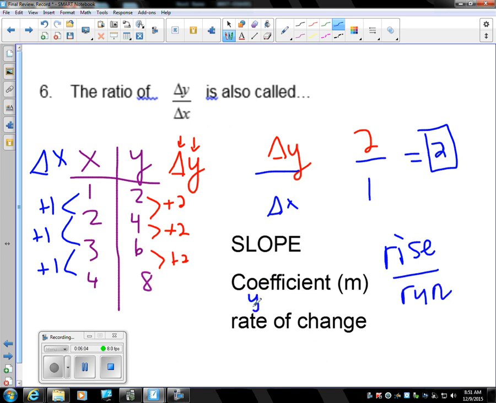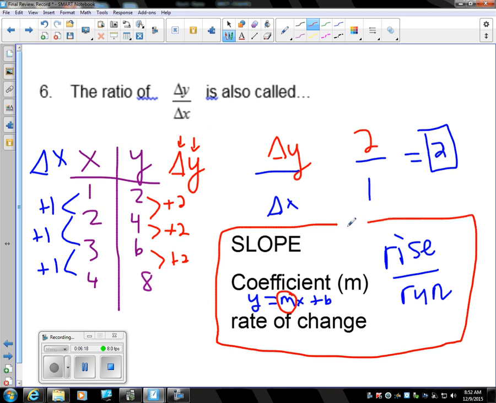Okay, let me put this right here. y equals mx plus b. The coefficient m, that's the number in front of x. Okay, so these are also other names for slope.